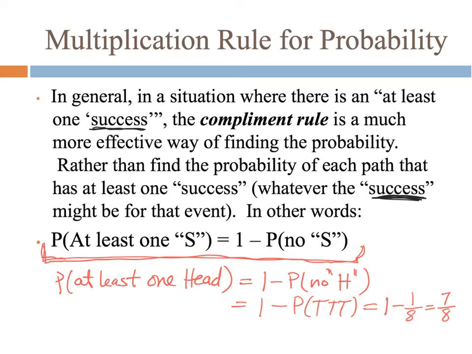And if you forget one of the paths, if you don't have a tree there, it's really easy to do that. Then you get it wrong because you forgot one of the paths.